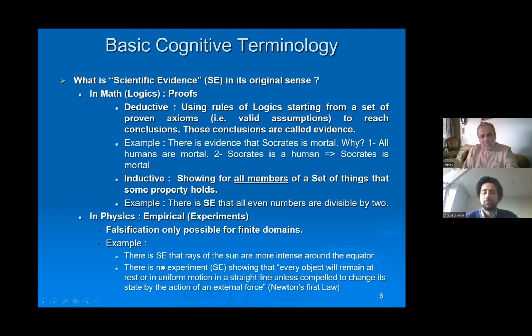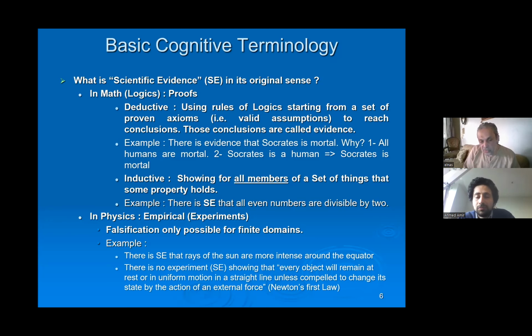While there is no experiment, so there is no scientific evidence showing that every object will remain at rest or in uniform motion in a straight line unless compelled to change its state by the action of an external force. This is what we just said. While I have scientific evidence that rays of the sun are more intense around the equator because I can do the experiment. So this is part of Karl Popper. It's one of the three conditions for Karl Popper, stability. Yes, the stability, exactly.